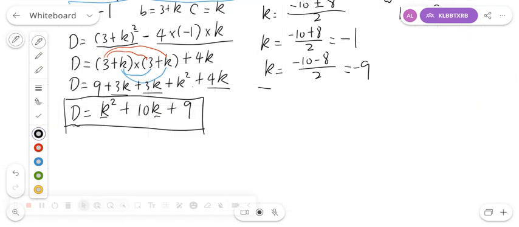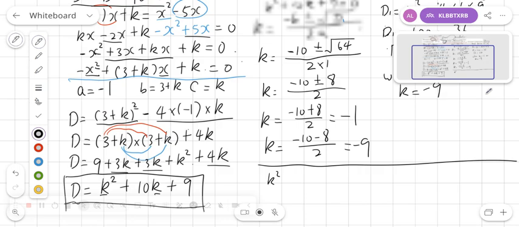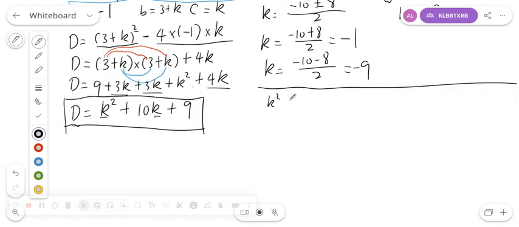If I do not really want to use the discriminant or the quadratic formula, there is another way for us to solve this, by factorizing. So I'm going to use method 2. So we have k squared plus 10k plus 9 equals to 0. We can factorize this one easily and then apply the null factor law.